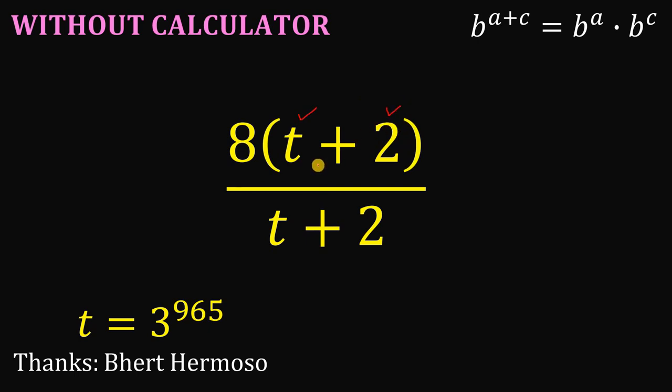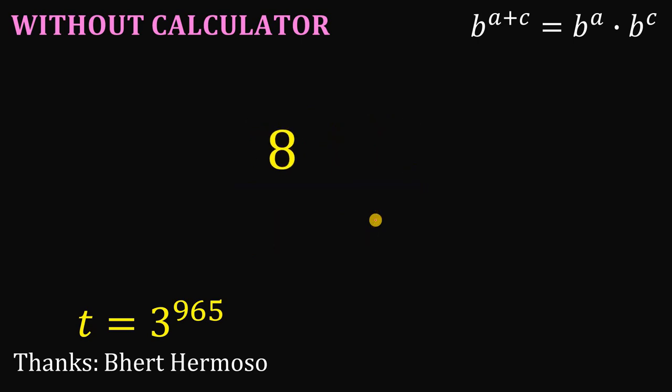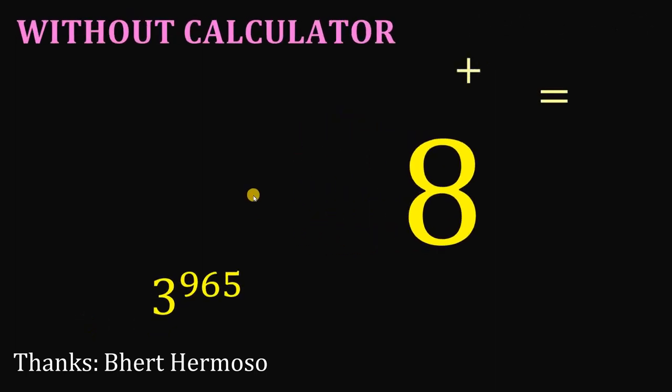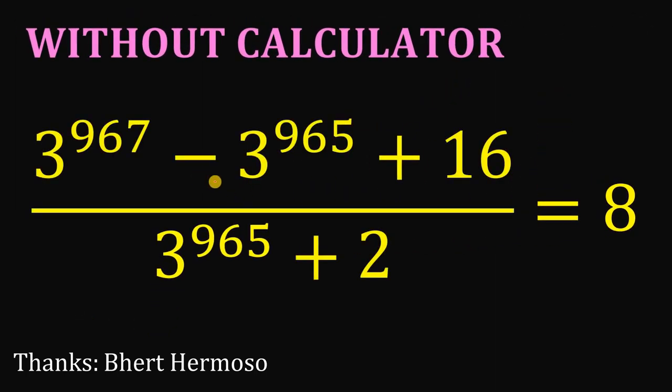Now, we have t plus 2 on the numerator and t plus 2 on the denominator, so we can cancel out this t plus 2. What we have now is just 8. Therefore, our answer to this question is simply equal to 8. The simplest form, without using any calculator, of (3^967 - 3^965 + 16) / (3^965 + 2) is 8.